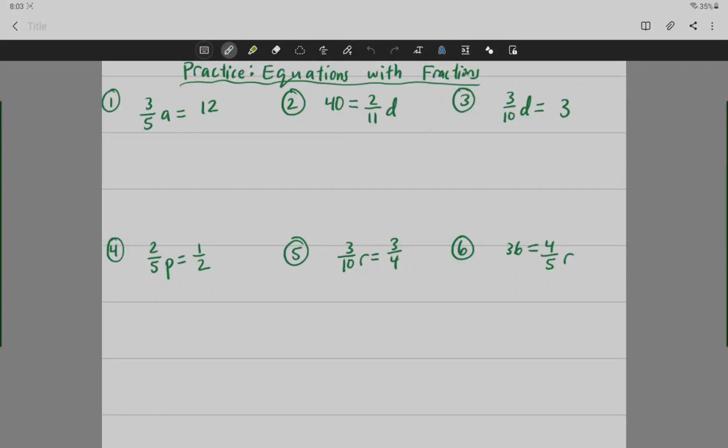Everybody. This is the practice on equations with fractions. Number one says 3/5 of the animals on a family farm are pigs, and there are 12 pigs on the farm. So it gives us this equation, 3/5 A equals 12, and this will help us find the total number of animals on the farm.